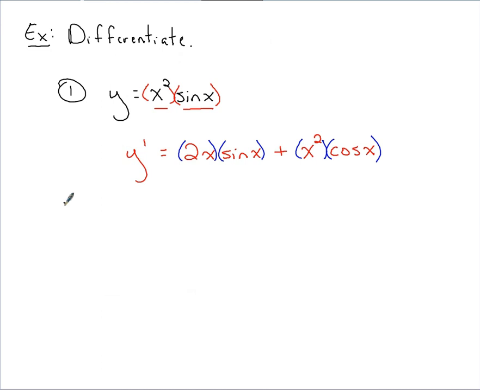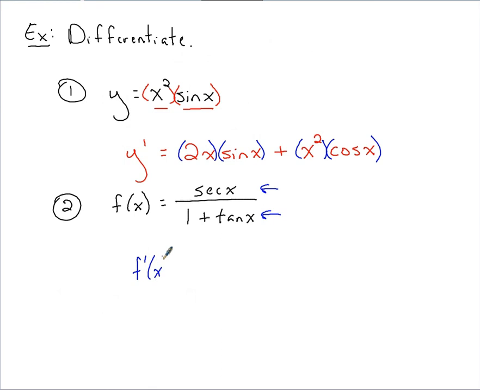All right, another example. This time let's let f of x equal secant of x over 1 plus tangent of x. We recognize on this one the function is a quotient because it's a rational function. So you've got your top piece, your bottom piece, right? Want to find the derivative here, so it's f prime of x is the notation.